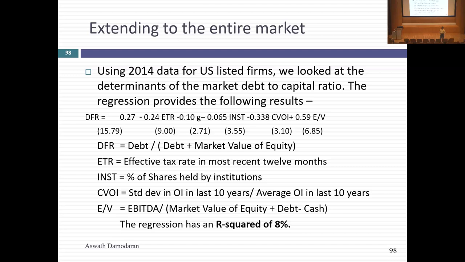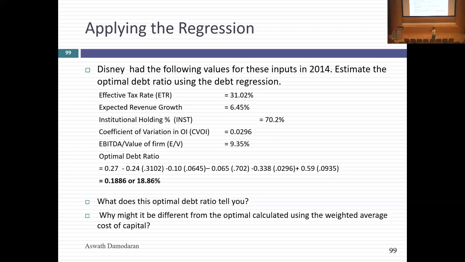I plugged in Disney's numbers into that regression. Again, I'm doing it with open eyes. I know that my predicted value is going to come with a big range because of the low R-squared, but it's still a predictive regression. I'm going to use the predictive regression. I come up with 18.9%. How would I describe that 18.9%? This is how much Disney's debt ratio should be, given how the rest of the companies in the US market are borrowing money.